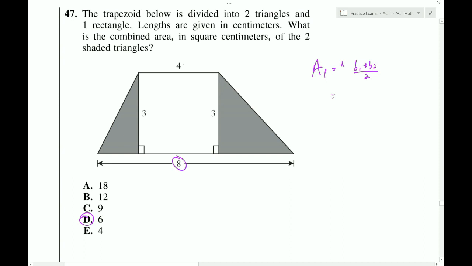So you're taking an average of 8 and 4, you get 6. And you multiply that by the height, which is 3. So that gives you 18 for the area of the parallelogram. But now we have to subtract away the area of the rectangle, which is 12, and you get the same 6 that you got before.